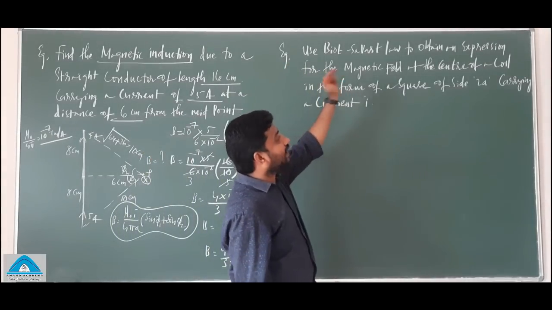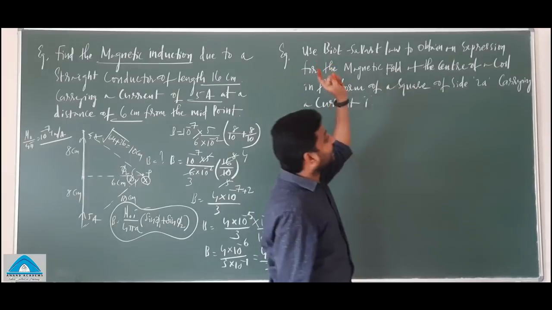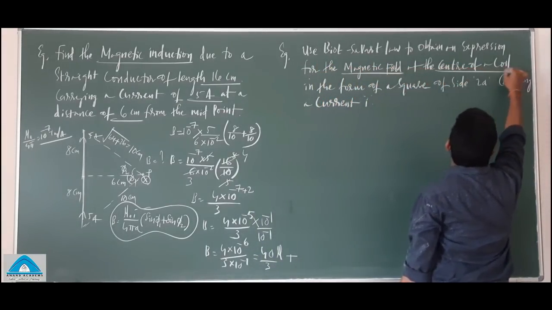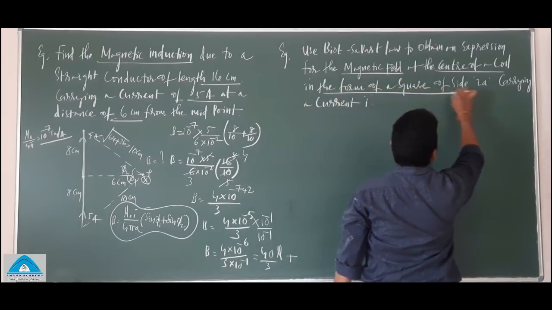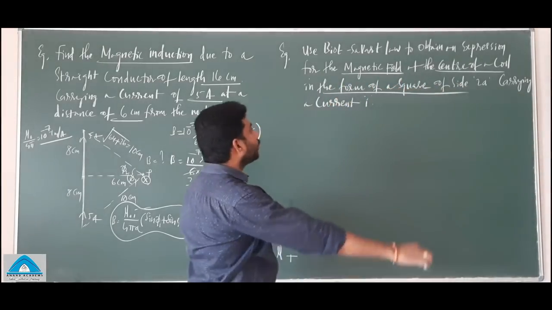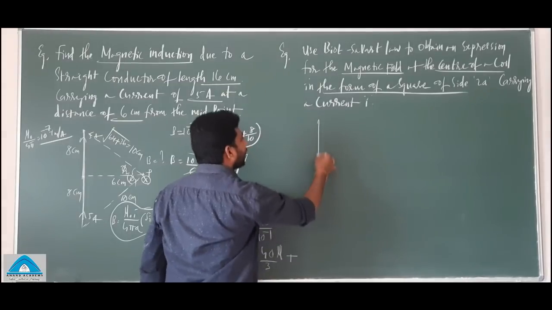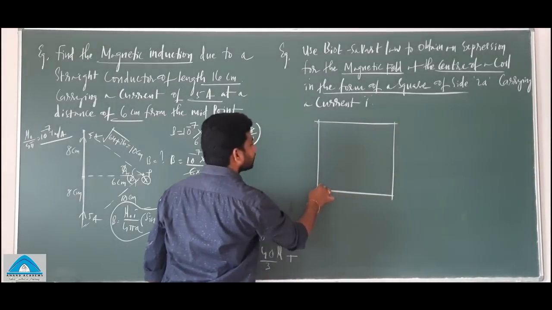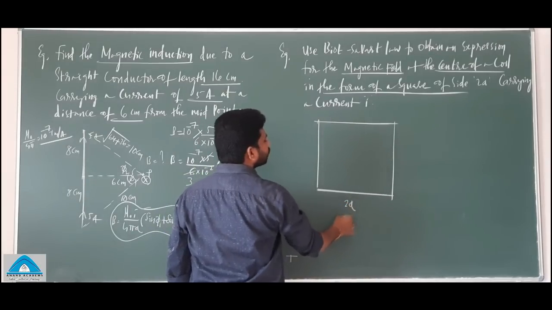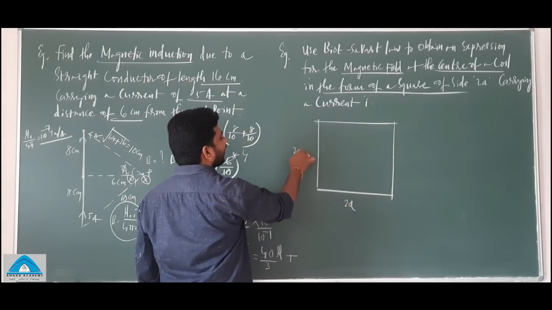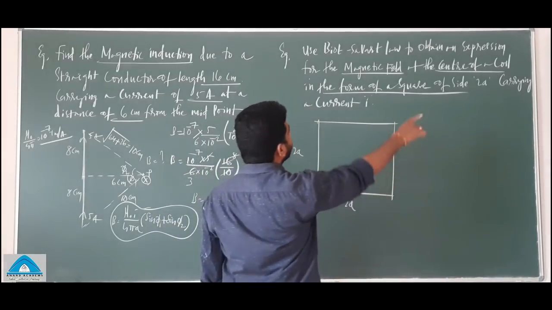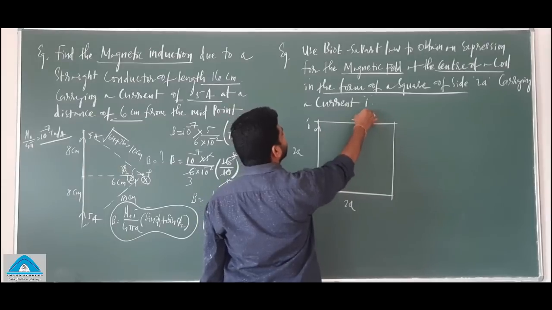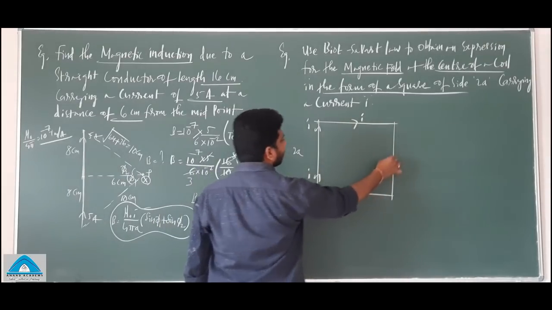Use Biot-Savart law to obtain an expression for the magnetic field at the center of a coil in the form of a square of side 2a. So there is a square mentioned clearly here. There is a square of side 2a, carrying a current I. So this is carrying a current I.